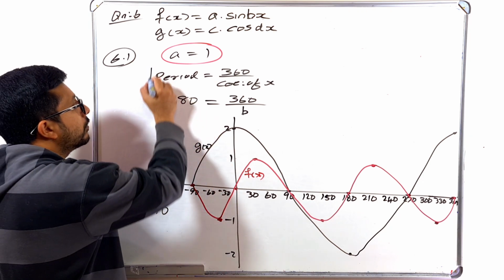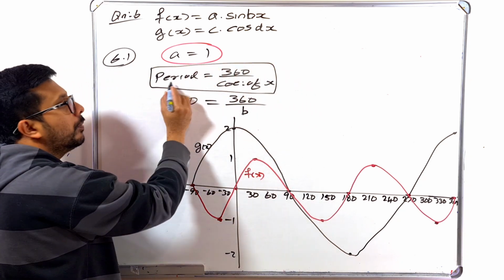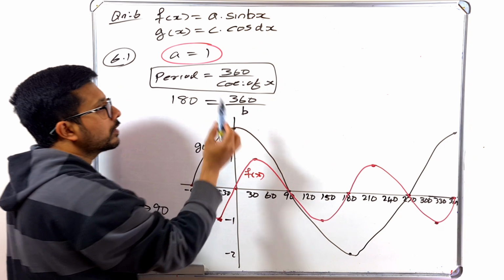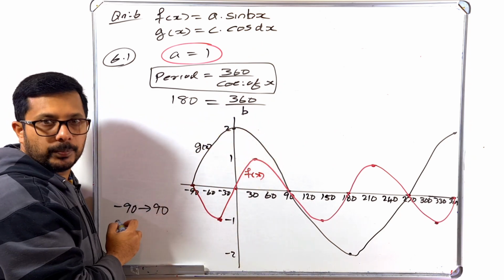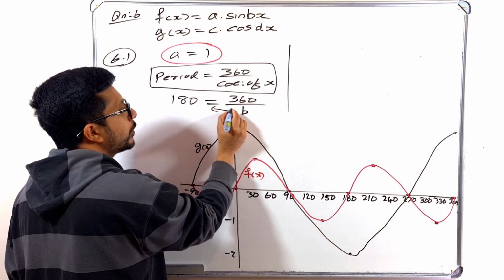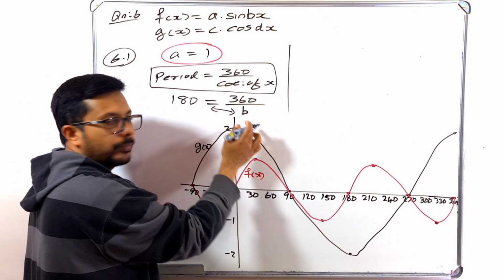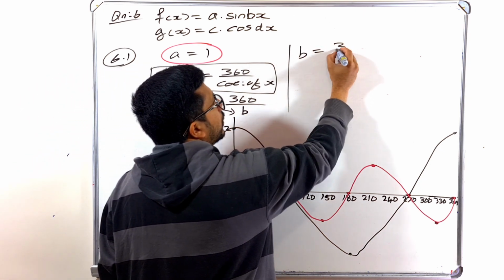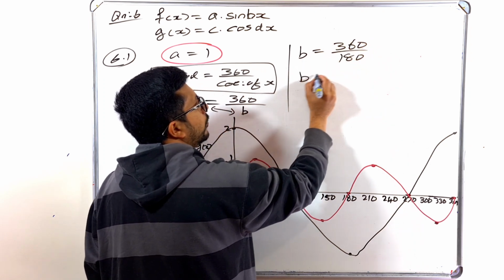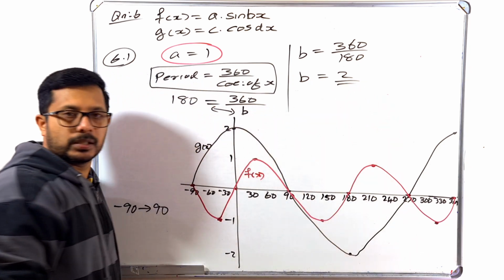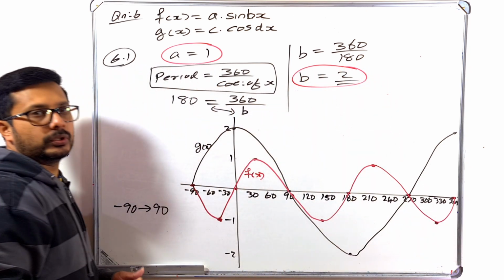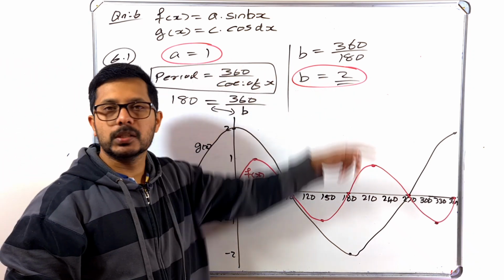Otherwise, formula wise, how can you find the period? Period is equal to 360 divided by the coefficient of x. Here the coefficient of x is b, that is why 360 divided by b. So from here how can you find b? You just swap it around. This b will come here, this 180 will come here. So b is equal to 360 divided by 180. So the value of b is 2. So we got the second one, b as 2. So a is equal to 1 and b is equal to 2.